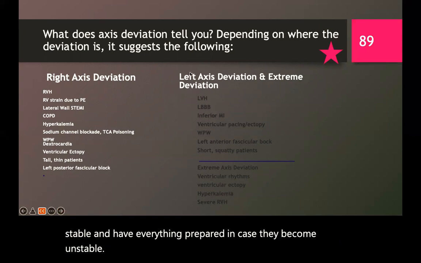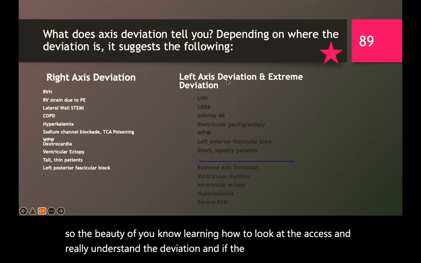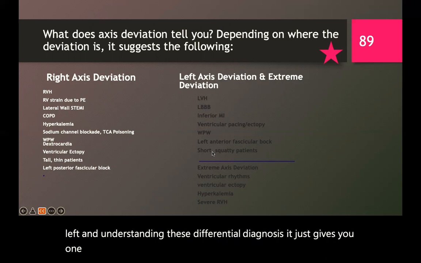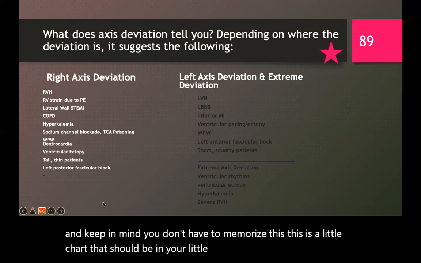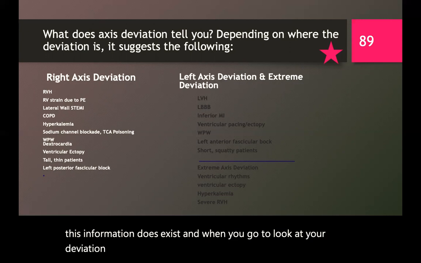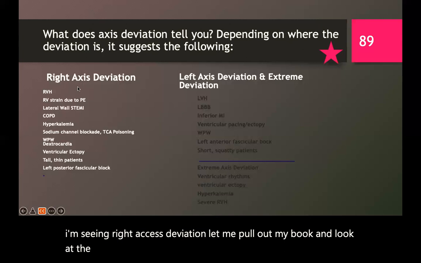The beauty of learning how to look at the axis and really understand the deviation, whether it's right versus left, and understanding these differential diagnoses, is that it gives you one more piece of information to help you make the diagnosis. And keep in mind, you don't have to memorize this. This is a little chart that should be in your little pocketbook. So this information does exist, and when you look at your deviation, you can say, I'm seeing a right axis deviation, let me pull out my book and look at the differential diagnoses associated with a left or a right axis deviation.